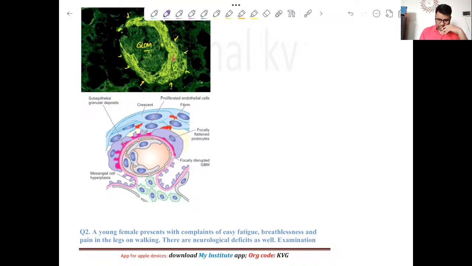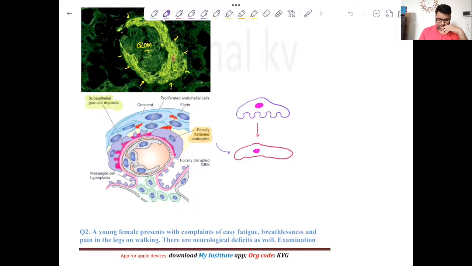And apart from that, you will see some other features as well. One is, of course, the formation of subepithelial granular deposits. And the second important thing is focally flattened podocytes. The podocytes look something like this, okay? This is the normal podocytes, but what will happen here is the podocytes will become something like this. So this is the flattened podocytes, right? This is how the podocytes will appear flattened.